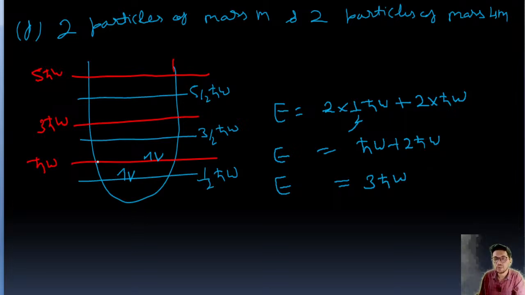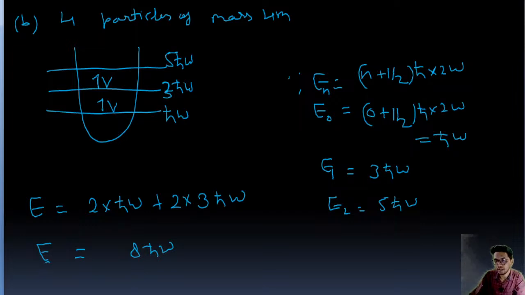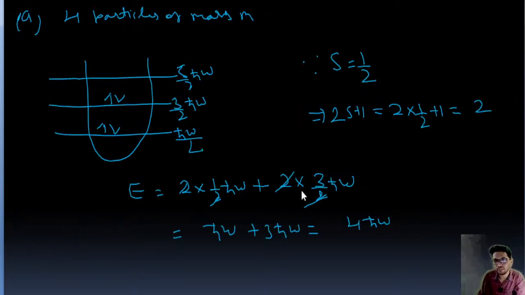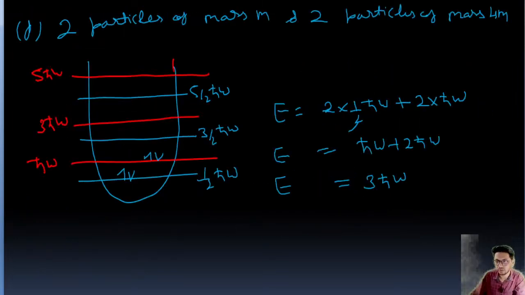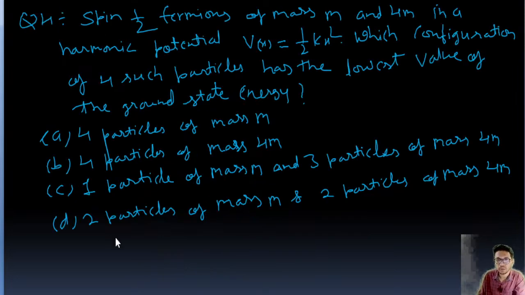So which is the lowest energy? For D, 3ħω; for C, 5.5ħω; for B, 8ħω; and for A, 4ħω. So option D is the correct option, guys. 3ħω is the minimum energy. So two particles of mass m and two particles of mass 4m has the lowest value of ground state energy.